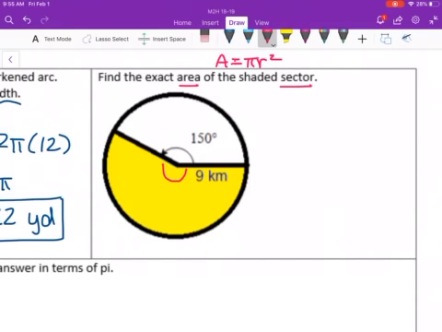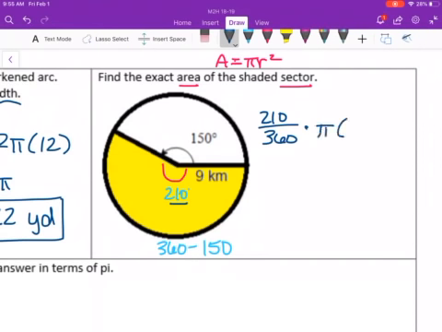Since there's a total of 360 degrees in a circle, we're going to do 360 minus 150 to give us the angle that we need, which in this case is 210 degrees. So that's the degree that we're going to be using in our setup. So just be careful of that. So we'll be using 210 out of 360 times area, pi r squared, so pi 9 squared, because 9 is our radius. And you want the exact, so that means you put everything but pi in your calculator.